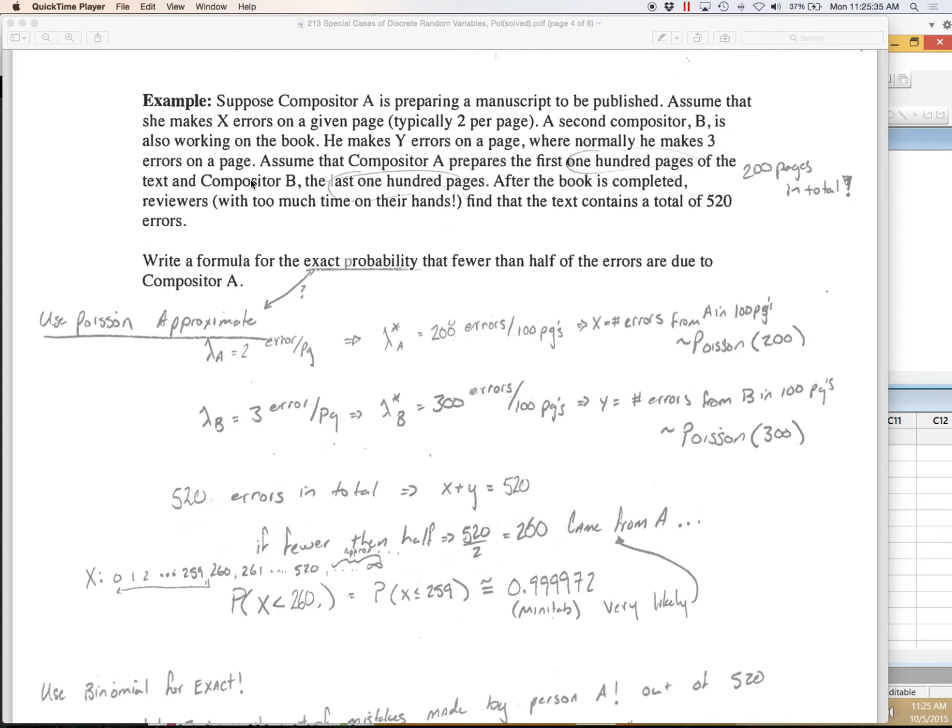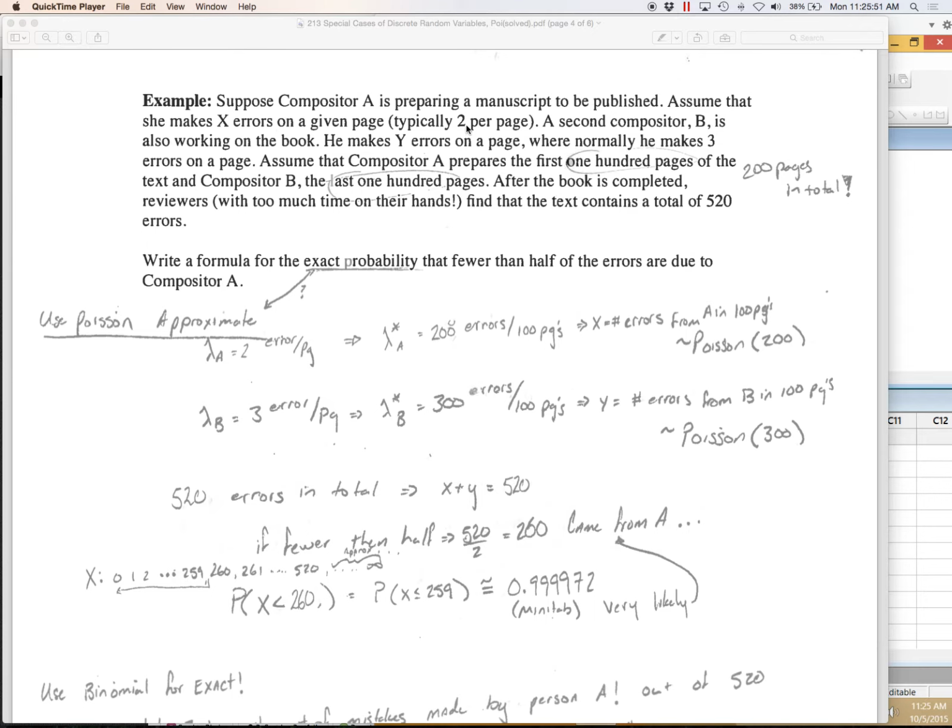Okay, another Poisson type problem. Let's suppose we've got two editors or writers of a manuscript. You've got writer A and you've got writer B. Okay, suppose A makes errors, typically 2 per page.